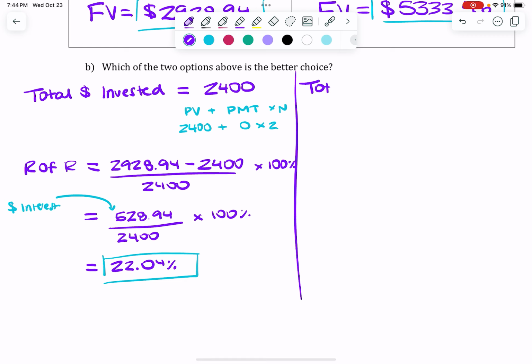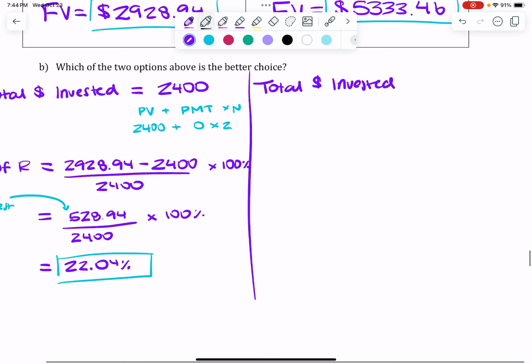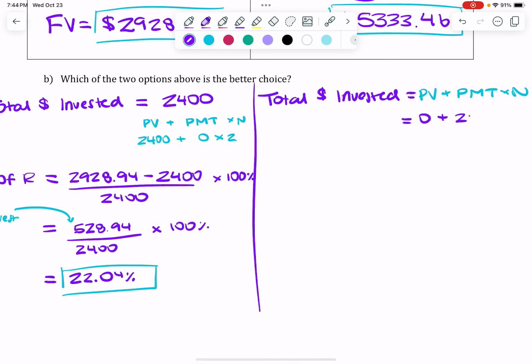Total amount, total dollars invested. Okay, and I can think of that formula if I want to. It's a little bit more useful. PV plus PMT times N. Well, my PV was 0. My PMT was 200. And I'm multiplying by 24. I end up with 4,800.